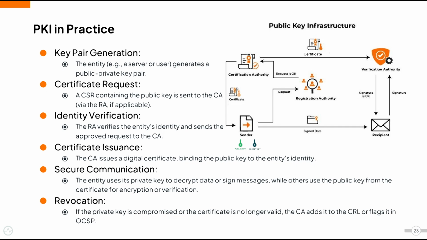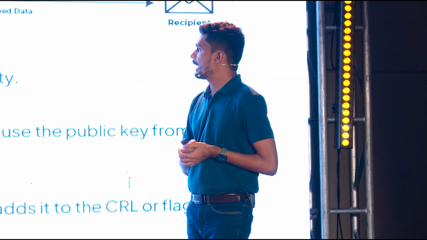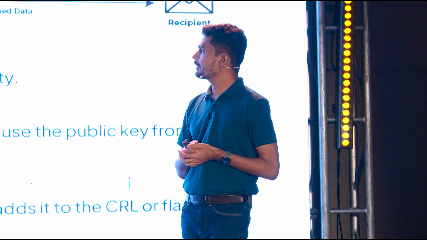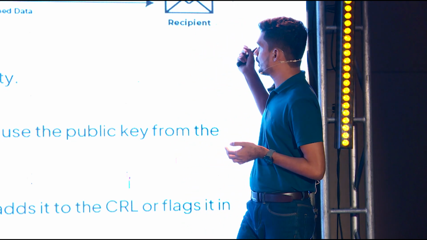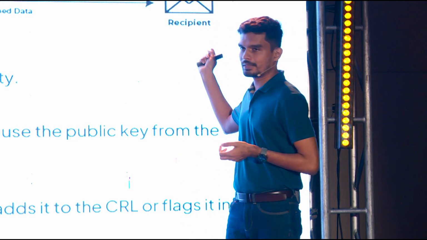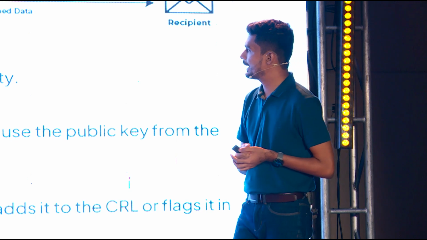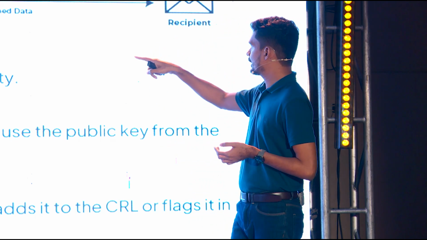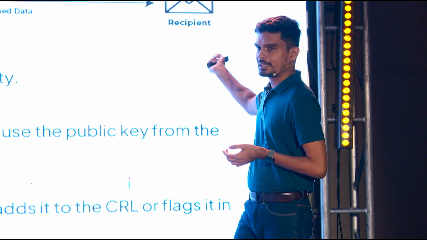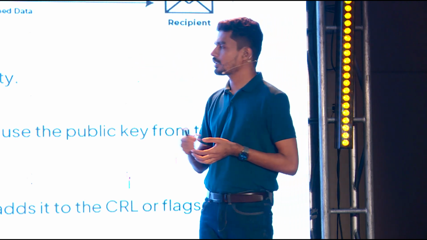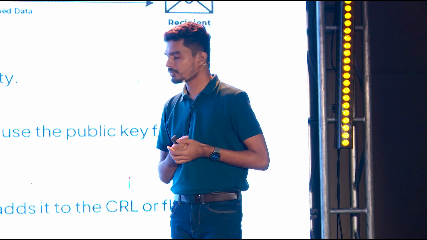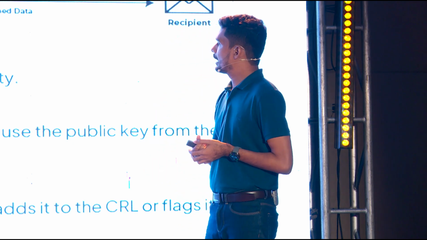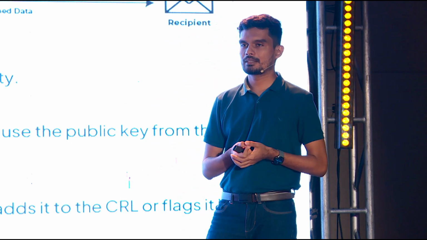So now the certificate is issued to the initial entity, and if someone wants to send a sensitive message to this initial entity, they can get the public key of that entity, encrypt the message, and send it to the entity. So now the entity has the private key. It can use it to decrypt the message and get the sensitive message.